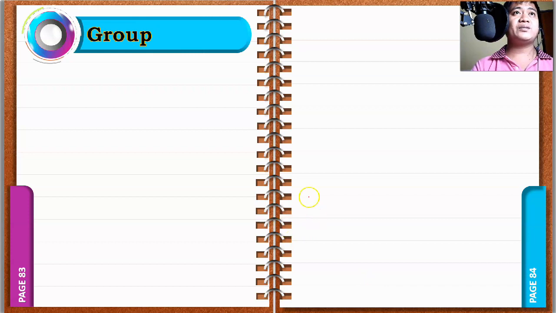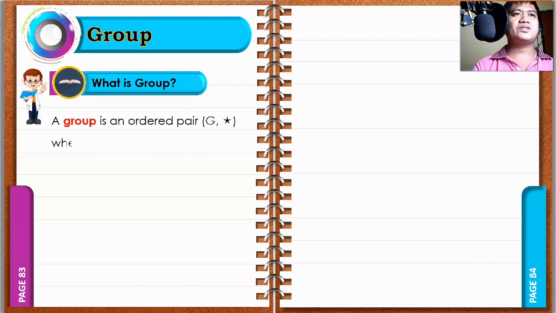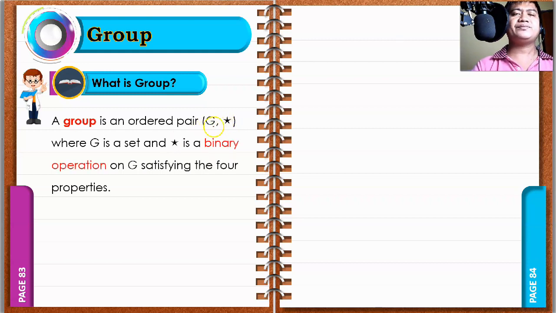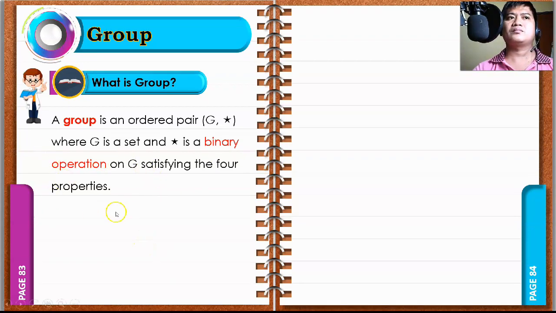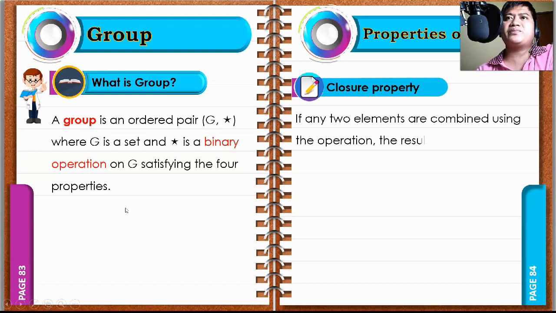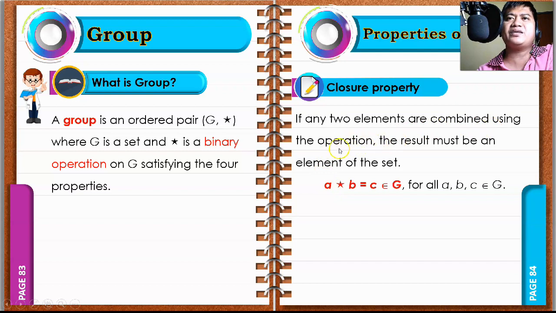Now, let's formally define a group. What is a group? A group is an ordered pair (G, star), where G is a set and star is, as we defined earlier, our binary operation on G. Let's have the properties of a group. The first one is the closure property. If any two elements are combined using the operation, the result must be an element of the set. If a star b is equal to c, then c is an element of G, for all a, b, c in G. In other words, if we apply this binary operation, the result is also an element of the group.